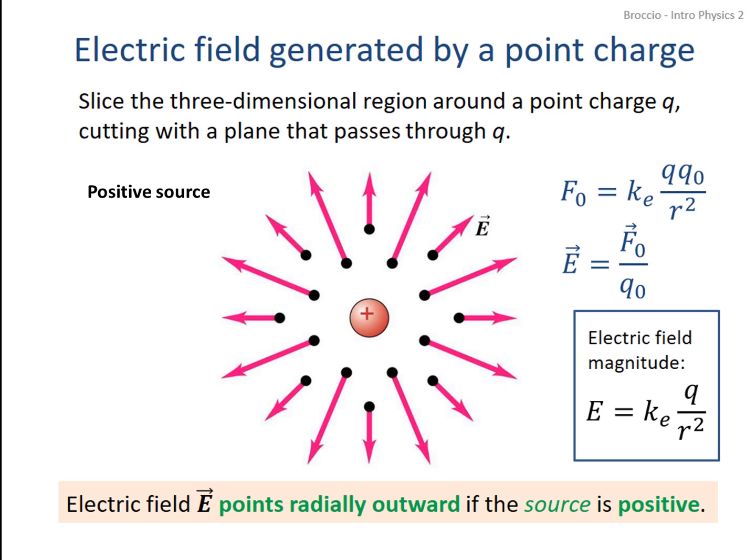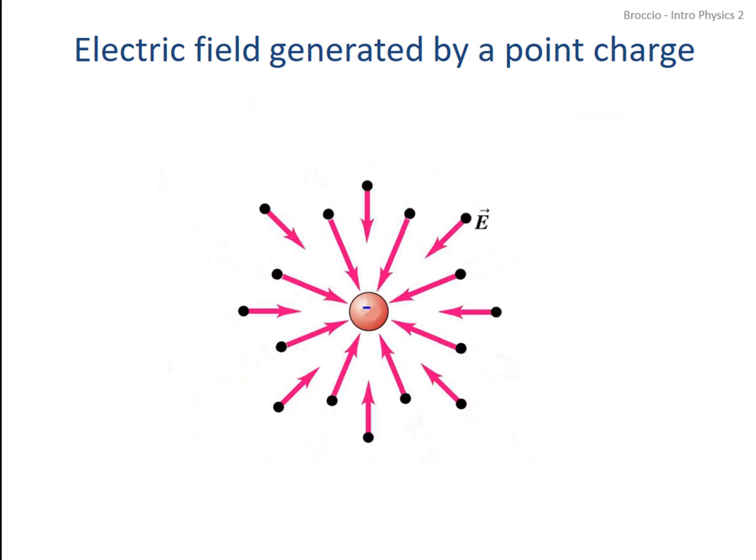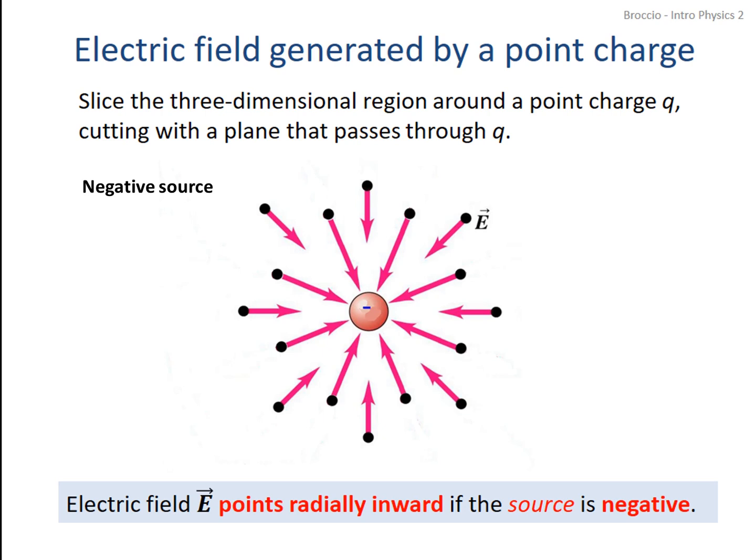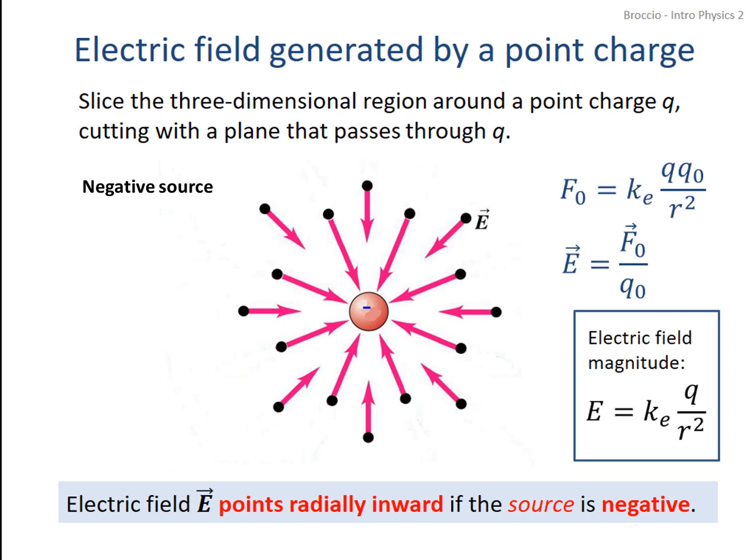In this expression, Q is the source. If the source of the field is a negative point charge, then the field lines will point radially inward, because a positive test charge abandoned anywhere around this source would be attracted by it. If the absolute value of the charge is still Q, the expression of the electric field magnitude is of course the same as before. To recap, the strength of the electric field around an isolated point charge decreases with the square of the distance from the charge.